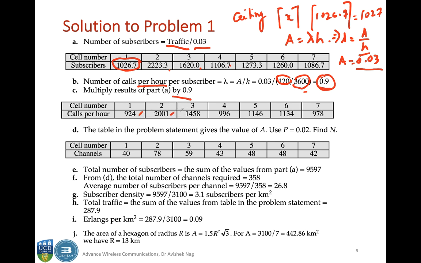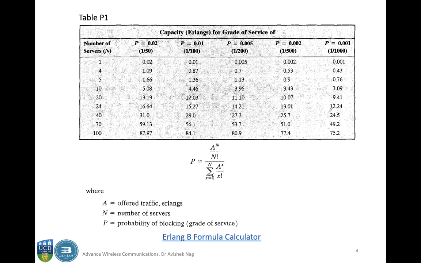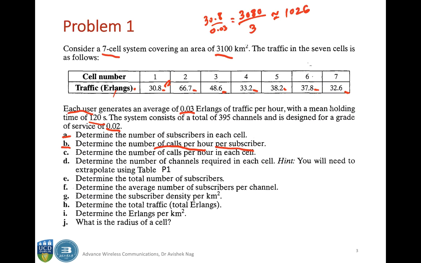So these are the number of calls per hour per cell. Okay, so now moving on with part D. Determine the number of channels required in each cell.